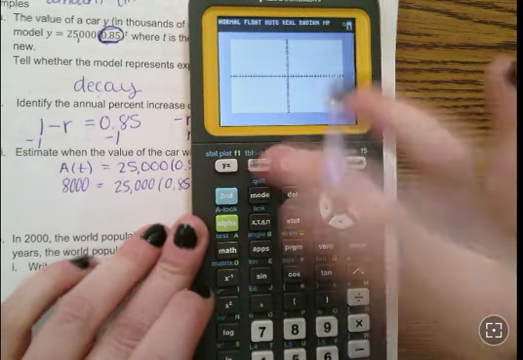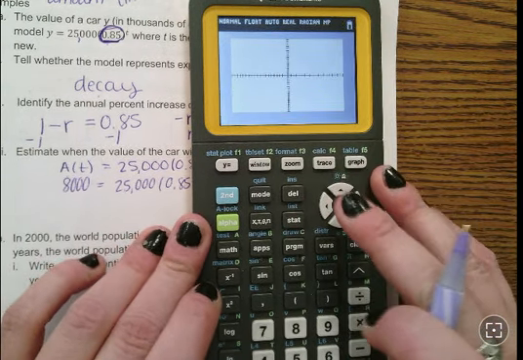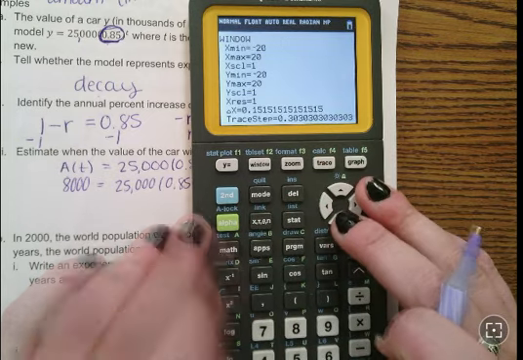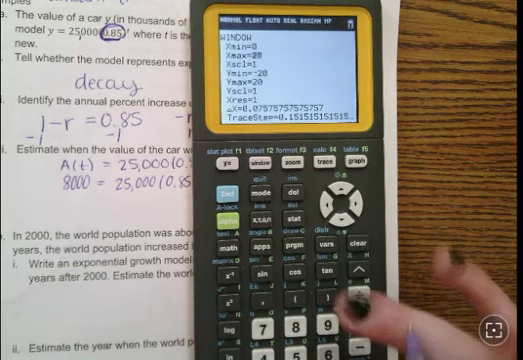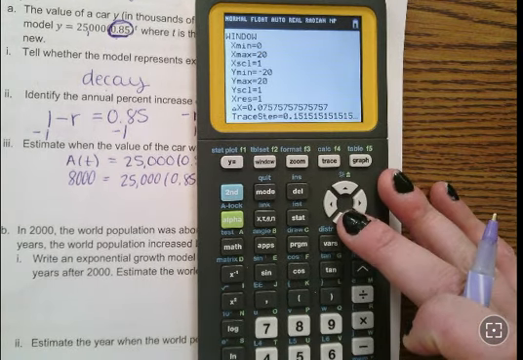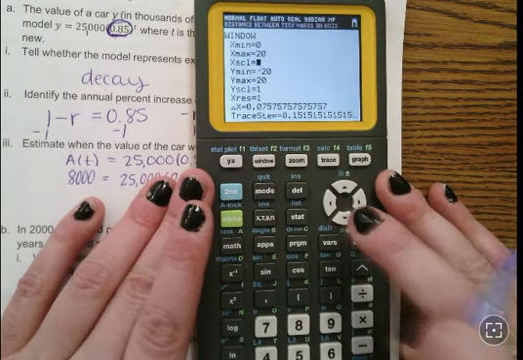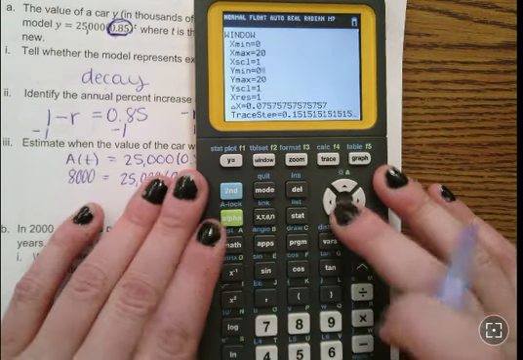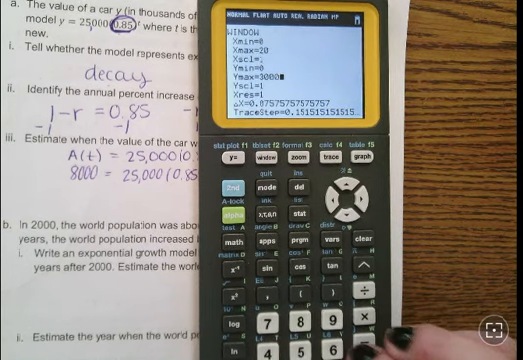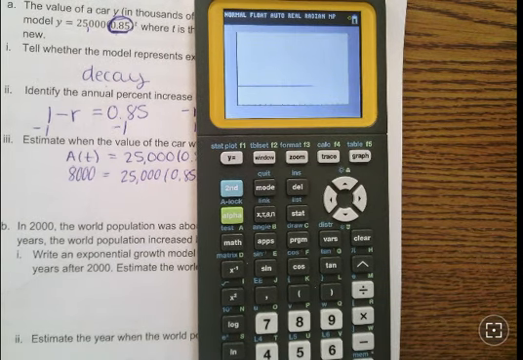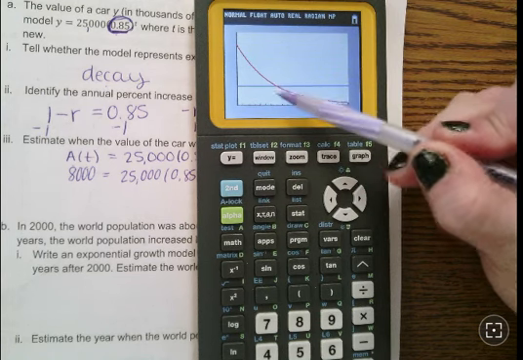Okay, so I need to change my window as soon as it stops thinking. I'm going to let my x minimum be 0. And my maximum, think about a car. I'm probably going to own a car 20 years-ish. And the y's is the value of the car, and it starts at 25,000. So I'm going to go up to 30,000. And when we do that, we get this. And so what we're looking for is where those two are equal, and they're equal right here at the intersection.